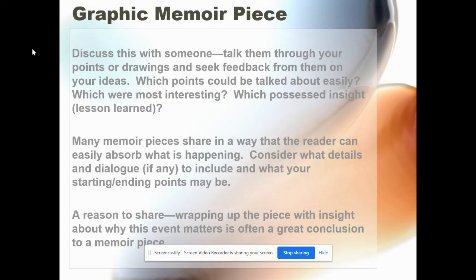So, what I want you to do is then discuss your brainstorming with someone, talk through the ideas. What points could you talk about easily? What might have some insight or lessons learned? Memoir pieces are usually composed in a way that the audience easily grasps what's happening. So really think about why this event would matter to you, because that might end up being a great conclusion as well.